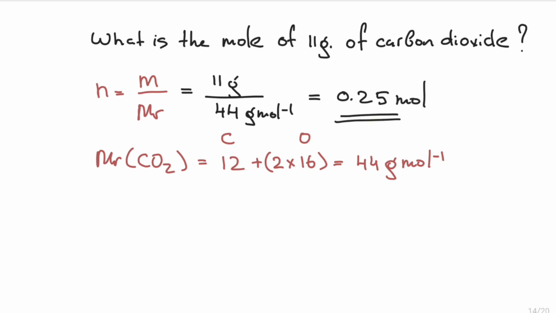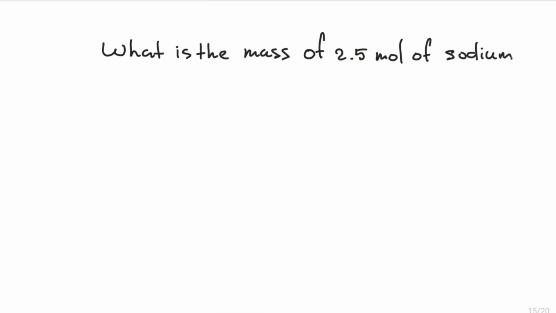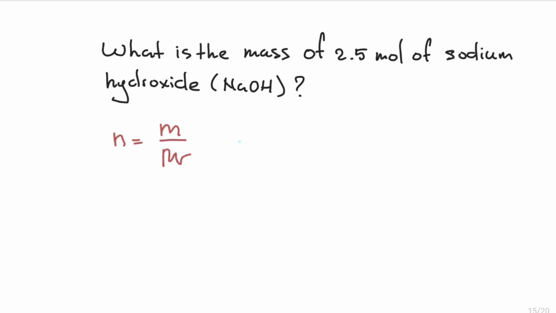Okay, so let's solve the next question. And here, what is the mass of 2.5 mole of sodium hydroxide? And the formula of sodium hydroxide is provided. So it's obvious that here we'll again use the first formula, because in the equation we have mass. However, we need to transform this formula, and you will find that mass equals mole multiplied by molar mass.